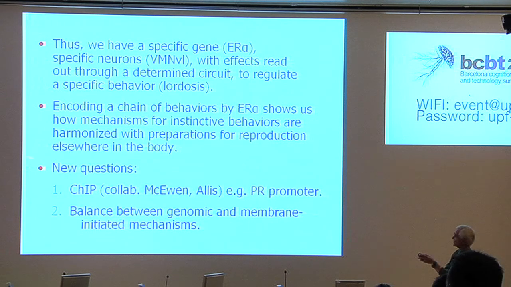And what we're doing now is this chromatin immunoprecipitation technique, ChIP, not only for the PR promoter, but for other genes like the oxytocin promoter and oxytocin receptor promoter. And I also have to tell you that these hormones not only work through the genomic mechanisms, which I've just given you a little flavor for, but also through membrane-initiated mechanisms, which are an entirely different can of worms.